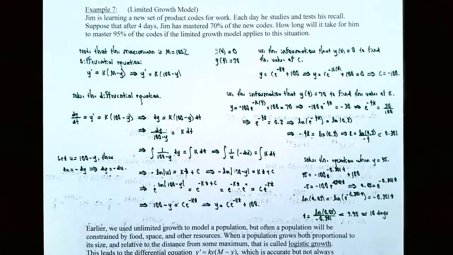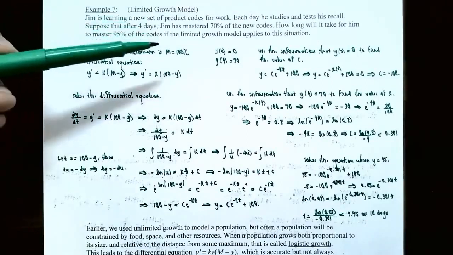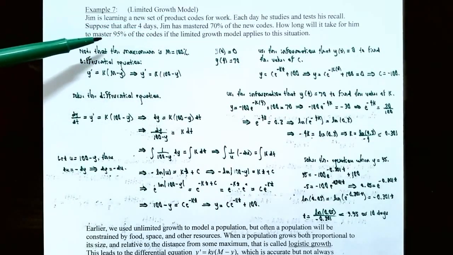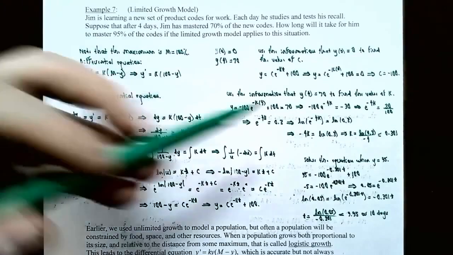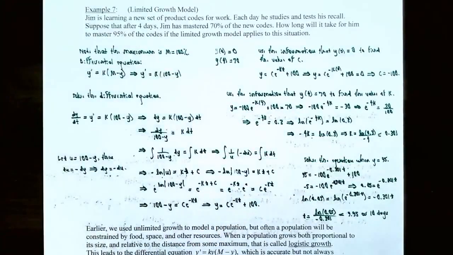we can actually answer the question that was posed in the problem. How long will it take Jim to master 95% of the codes for the limited growth model? So since mastery is at 95%, that's the value of y. So solve the equation y is equal to 95.